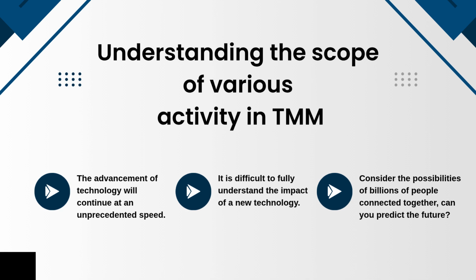Third, consider the possibilities of billions of people connected together. Can you predict the future? Imagine billions of people around the world being connected through the internet. With smartphones, social media, and digital communication platforms, information can be shared instantly across the globe. Because technology evolves so rapidly and is used by billions of people, it is extremely difficult to accurately predict how it will continue to develop and shape our future.